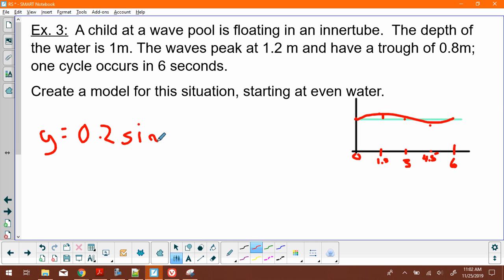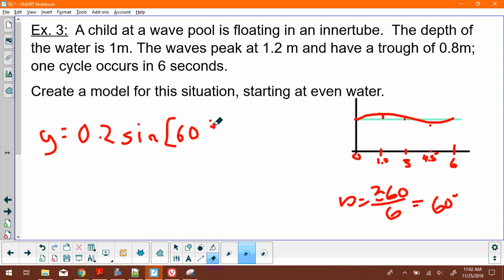For the b value, again, our period was 360. This is going to occur in 6 seconds, so that's going to give me 60 as my value for b. So that's sine of 60. There is no phase shift because we're using sine. So that's going to be 60x. And then my center line is at 1, so it would be plus 1.